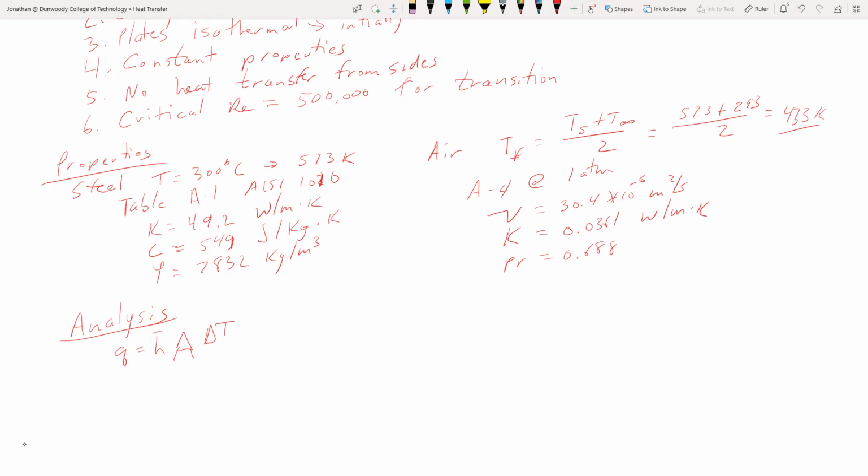Let me back up a little bit. Reynolds number. So we're going to have U L over nu. So we get 10 meters per second times 1 meter over 30.4 times 10 to the negative 6 meters squared per second. So our meters squared are going to cancel out, our seconds are going to cancel out, perfect. And when we plug that in my calculator, what do I find for my value here?